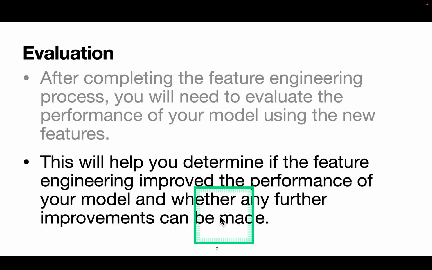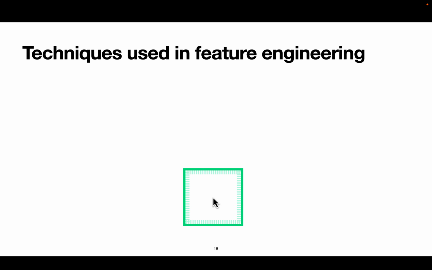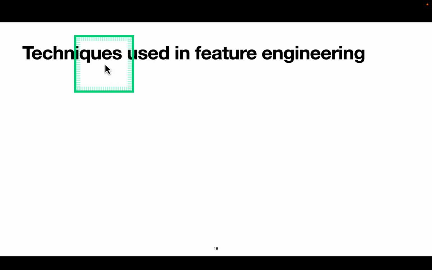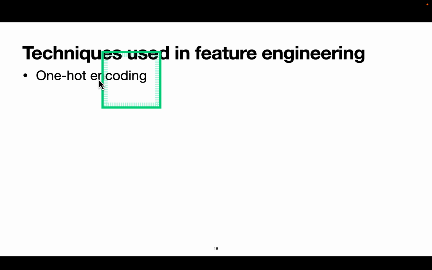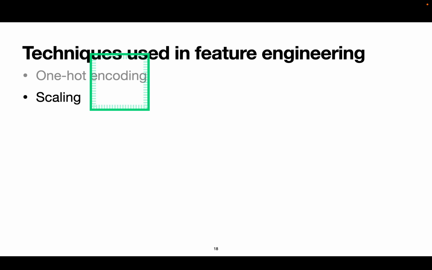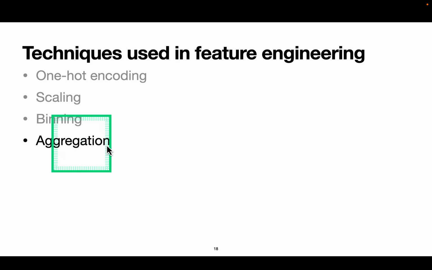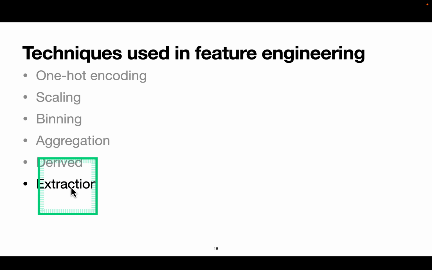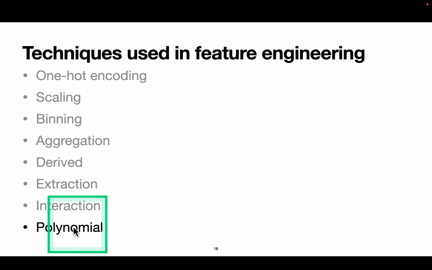So basically you are comparing with the basic features or variables that you get, you create new features, all those things, then you evaluate your model without or with different combinations of features that you have combined together, to see what is the impact on the final model performance. So next, the more important topic is the actual techniques used in feature engineering. So these are the ones: one hot encoding, scaling, binning, aggregation, derived, extraction, interaction, and polynomial.